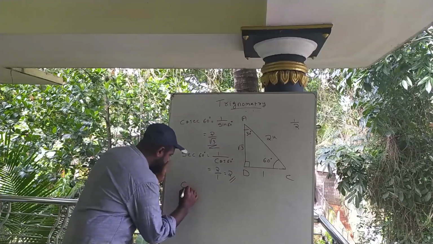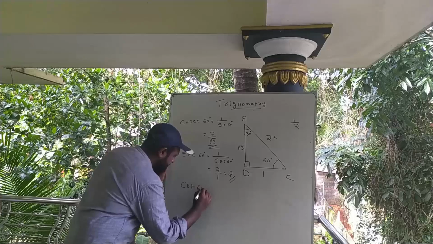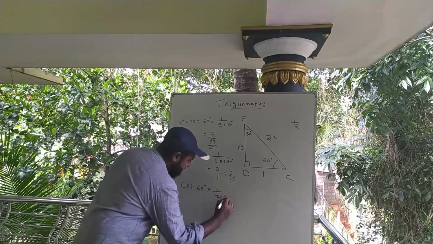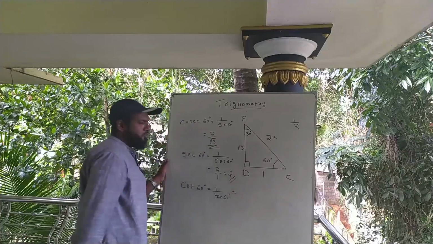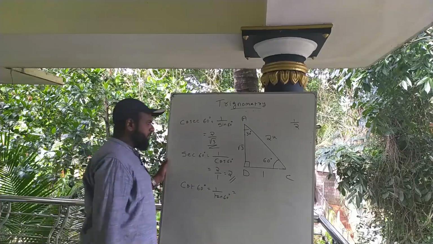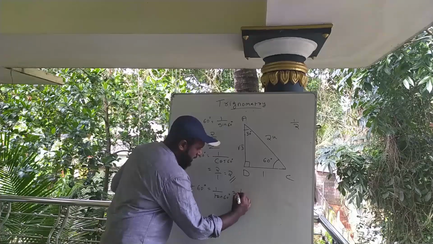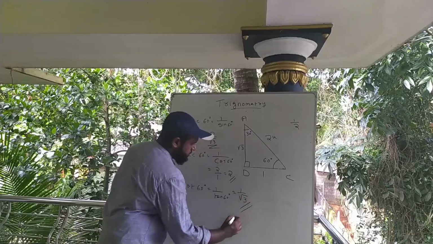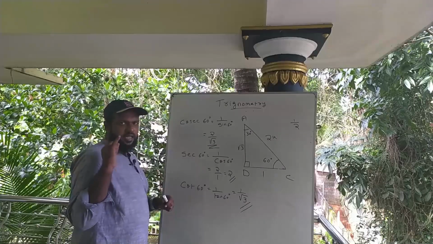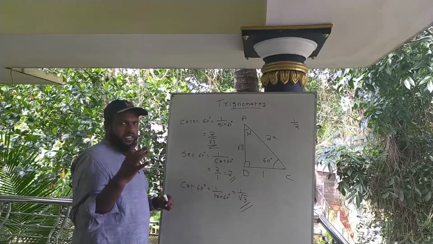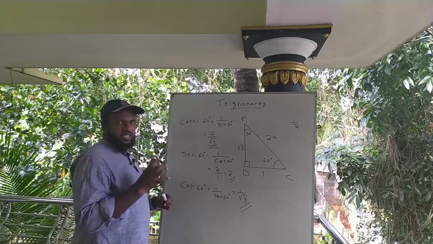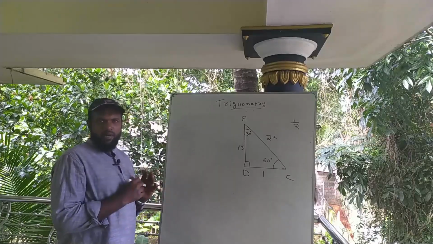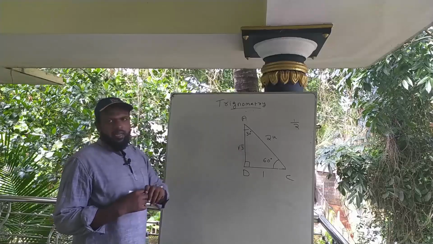What is cot 60? Equal to 1 by tan 60 equal to, what is 1 by tan 60? Equal to 1 by root 3. So, we have learned what is sin 60, cos 60, tan 60, cosec 60, sec 60 and cot 60. Next we can learn what are the trigonometric functions of 30 degree.